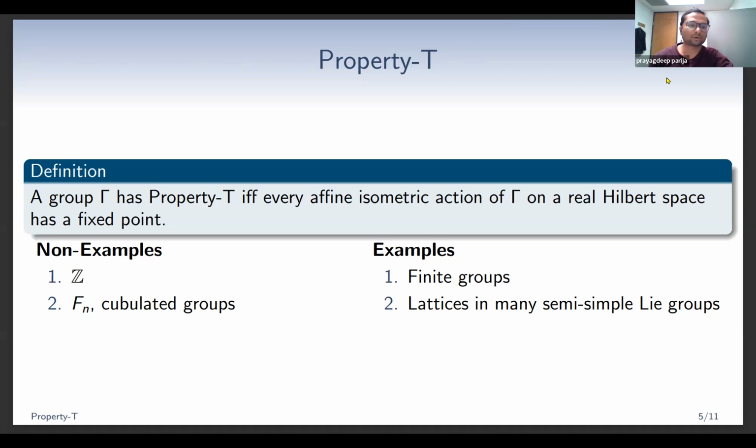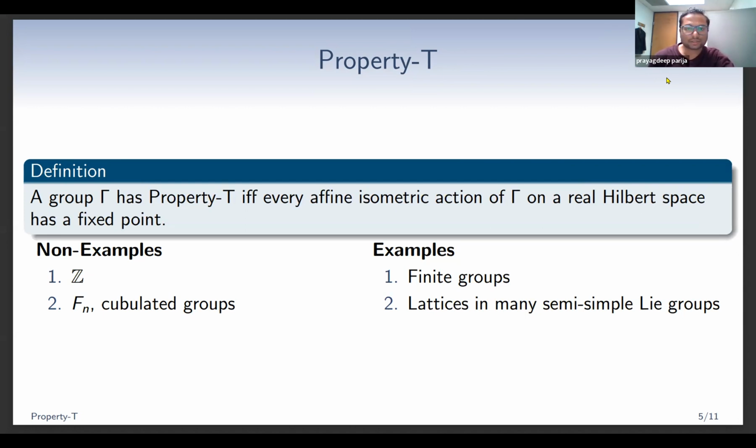Some other groups that don't have property T are the free group, and all cubulated groups do not have property T as well. So property T is an obstruction to cubulation. And property T was invented by Kazhdan to study lattices in semisimple Lie groups. So that's another class of examples of groups having property T.